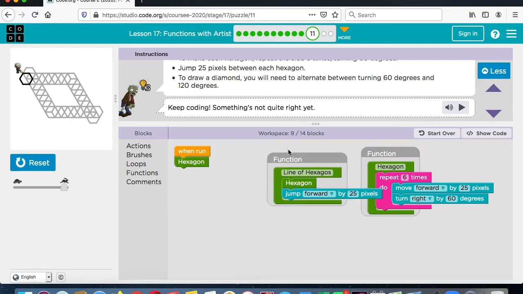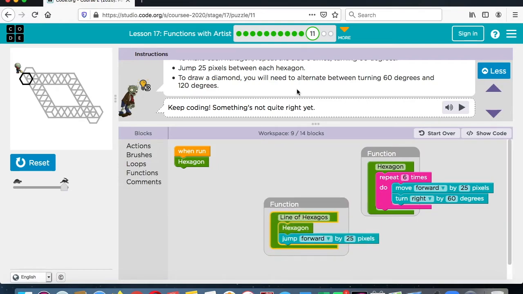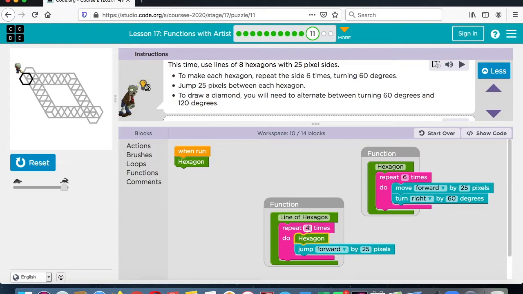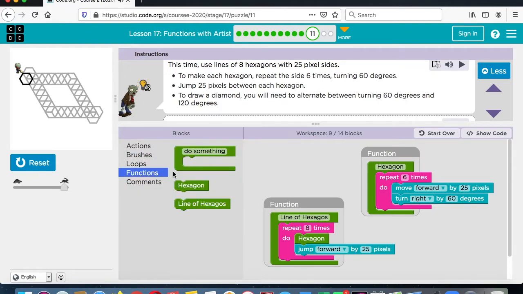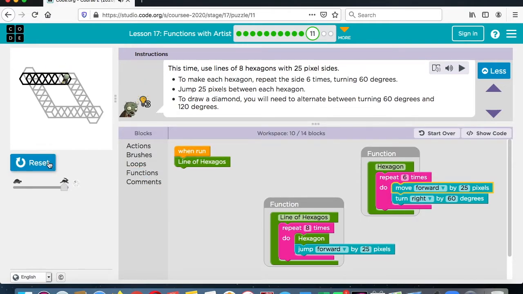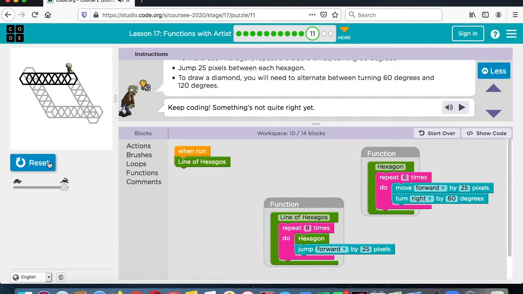Okay, and how many of them are there? Let's see how many of them there are. They told us to do it 8 times. So we make this repeat loop 8 times. Okay, so you just read the instructions and you work it through. Let's take this function out, and let's do the line of hexagons. Let's take a look how it goes. So that gets us 8 times.